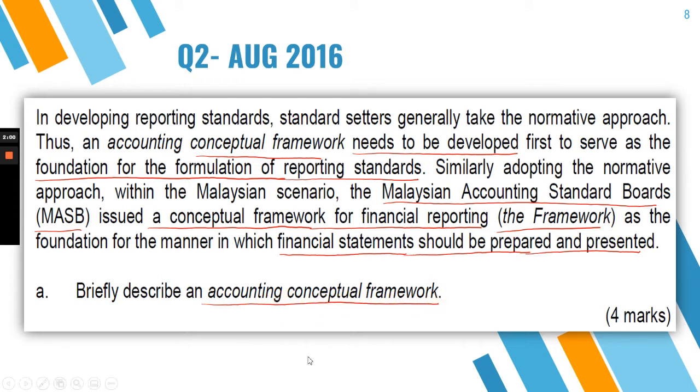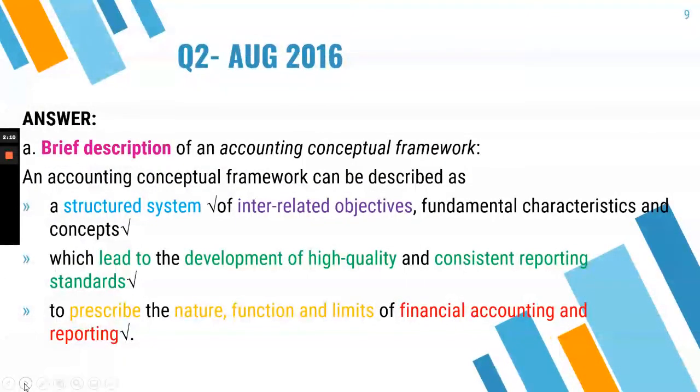So this is a direct question which asks you what you understand, but you cannot simply write what you like. What you need to do is to give a brief description of what is an accounting conceptual framework. What is an accounting conceptual framework? Within the context of the conceptual framework for financial reporting. So we're going to discuss the accounting conceptual framework.